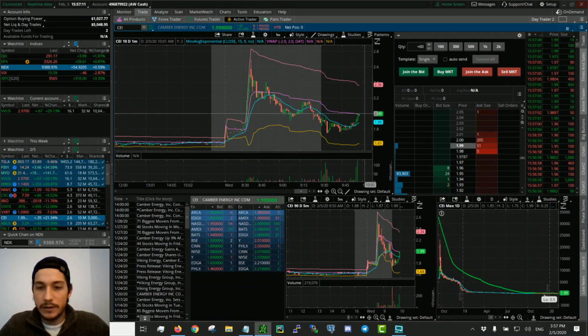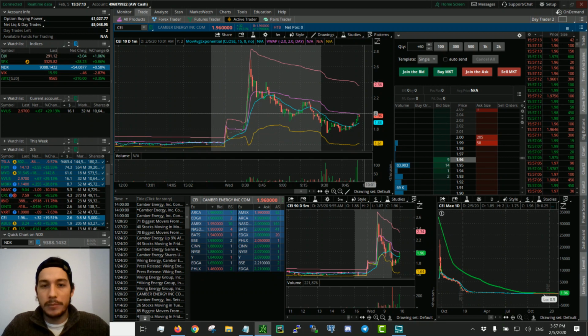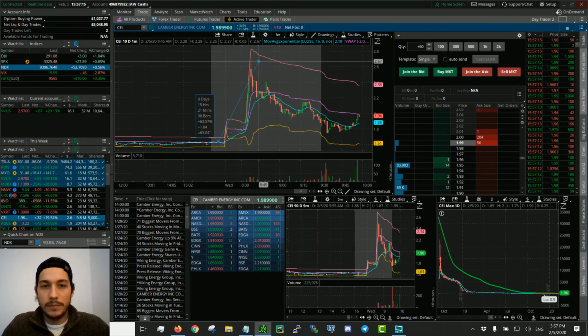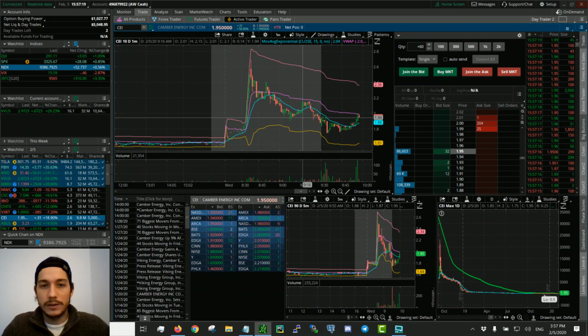Definitely potential. That gap and go though, I'd be a little careful because this one really gapped up 63%, but gave back a lot of it, didn't really hold its highs.